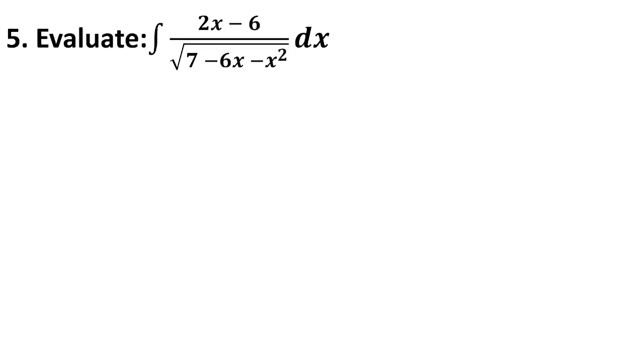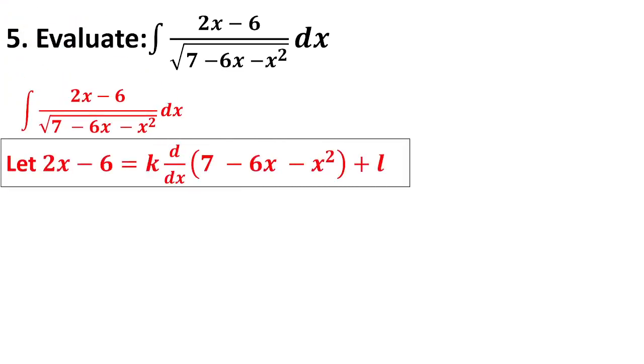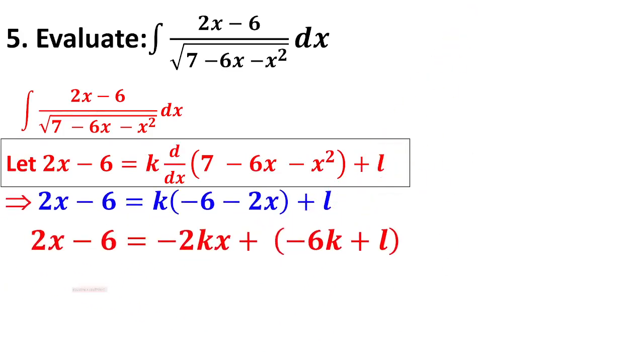Move on to question number 5. Evaluate the integral of (2x minus 6) by the square root of (7 minus 6x minus x square), coming under a special type: linear factor by quadratic factor inside the square root. You know the procedure. Put the linear factor equal to k into d by dx of the quadratic factor plus L. We have to get the values of k and L.